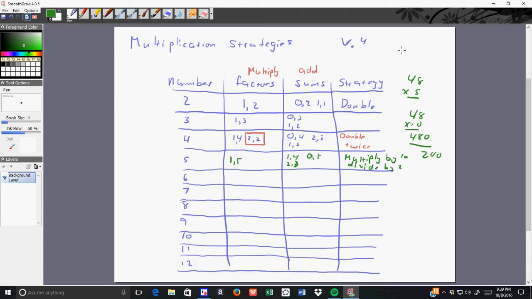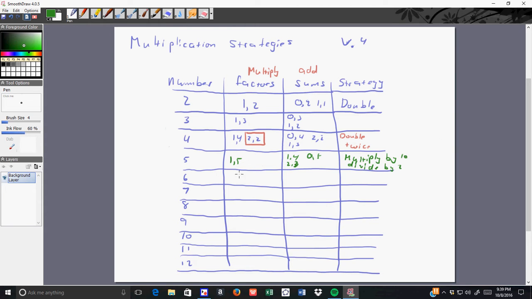I'm going to do another one real quick. Let's say I had 36 times 5. Well, once again, if you multiply that by 10, you'll get 360, but then you have to divide by 2, and you get 180. And so by multiplying by 10 and then dividing by 2, you get the same result as if you had multiplied by 5.